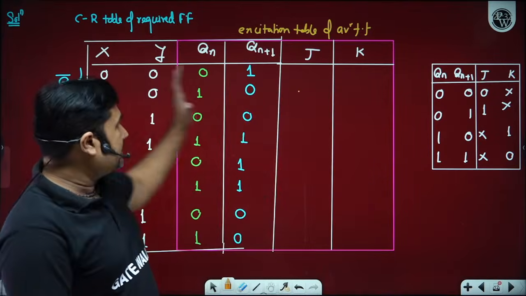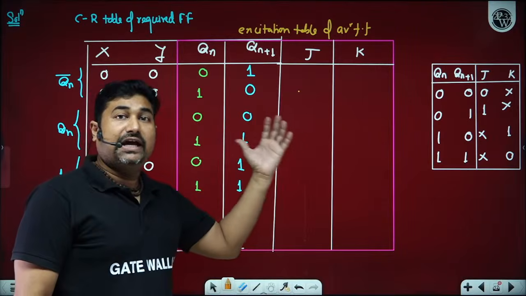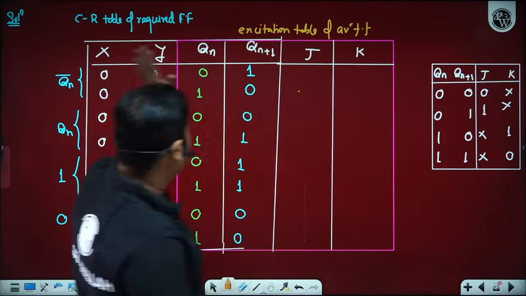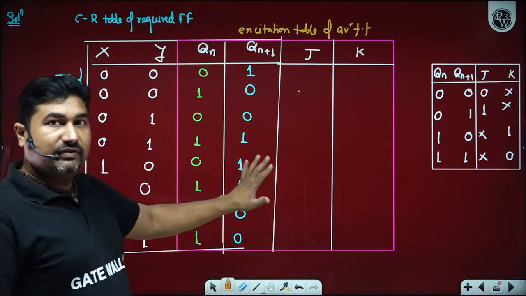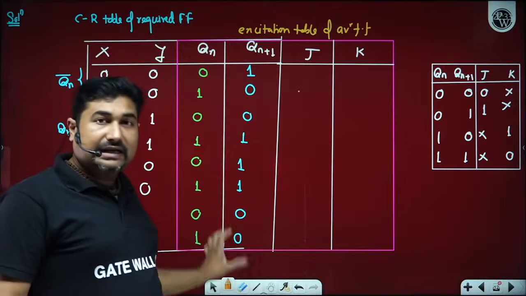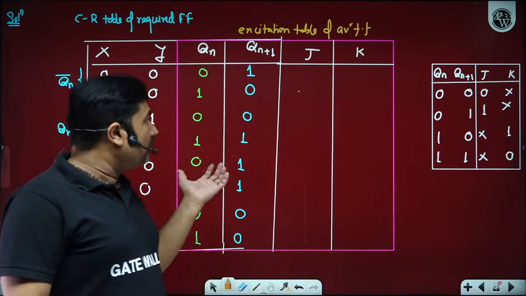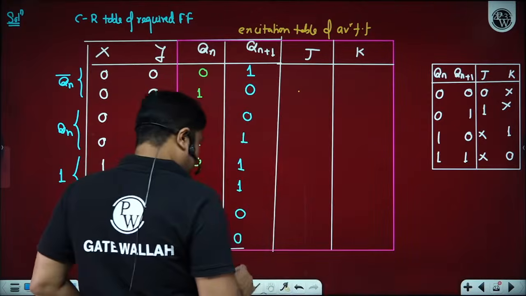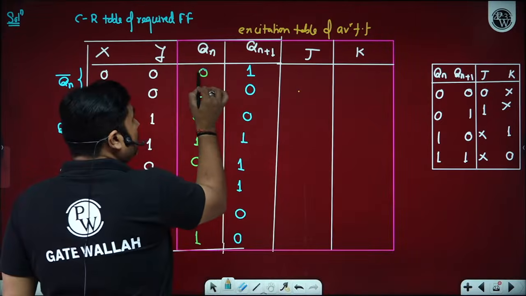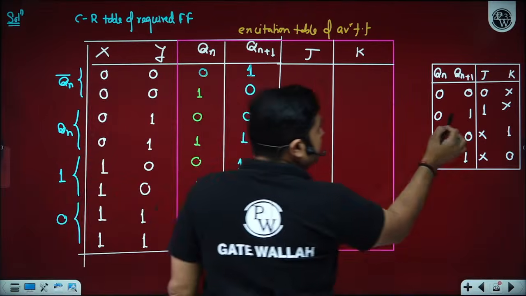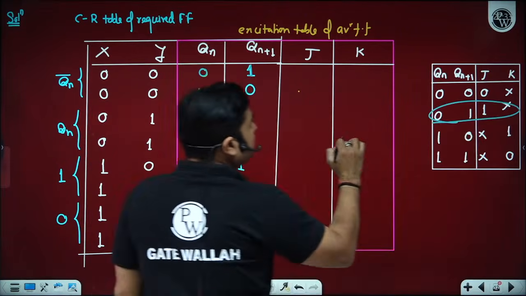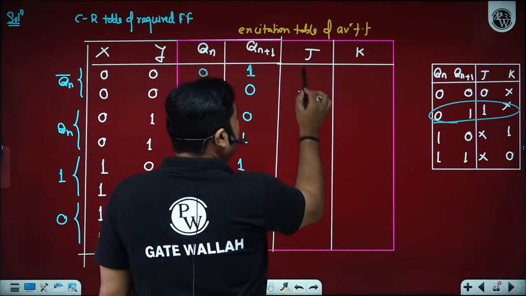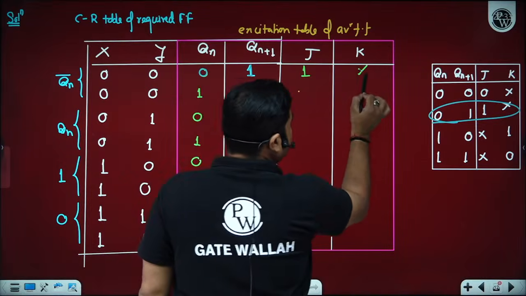Now please observe. From the characteristic table of the required flip-flop, we have to construct the excitation table of the available flip-flop. So we have first completed the characteristic table of the required flip-flop. Now I am going to use its result to write the excitation table. For present state 0, next state 1, excitation needed on J is 1 and on K is don't care.